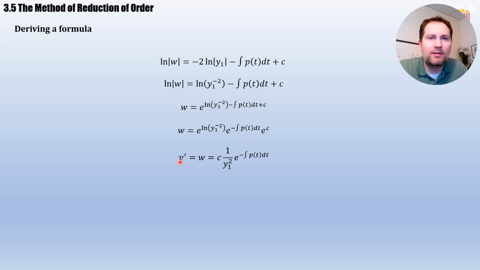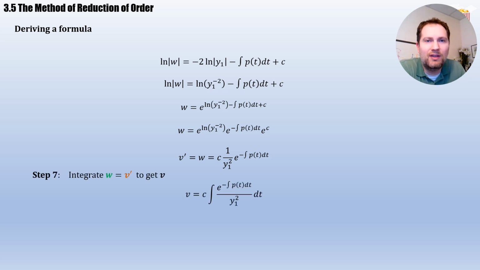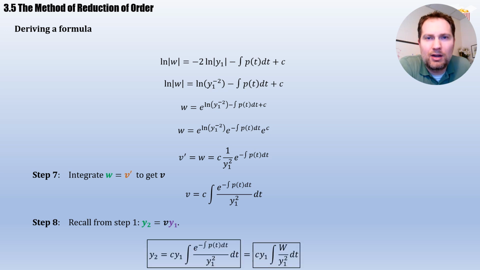And so now we have, that's what w is. Now we want to remember that that's v prime, and so to integrate that will give us v. So I know we've got an integral inside of another integral in there, I apologize. But I think we're really close now, because v, remember, is what we want. For y2, we're just going to do v, which we have a formula for now, times y1. And there it is. Again, you didn't have to take notes on all of that, but here it is finally in a box.